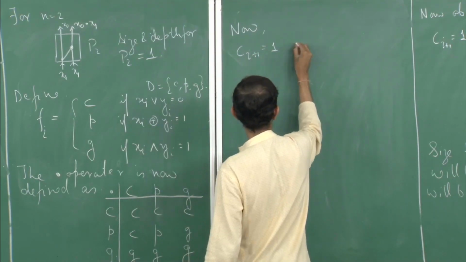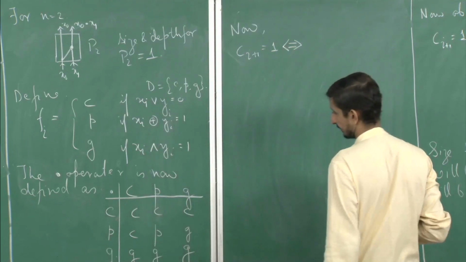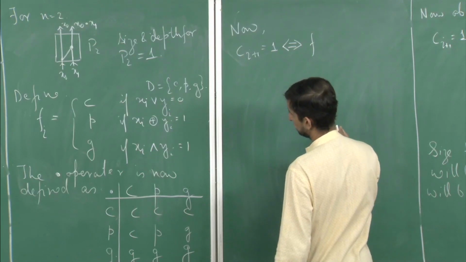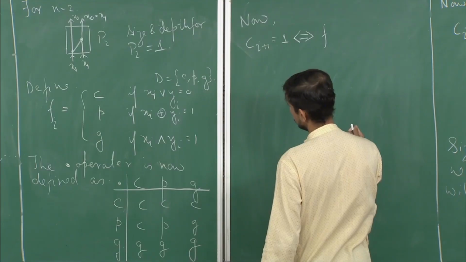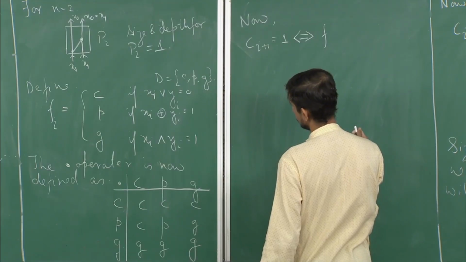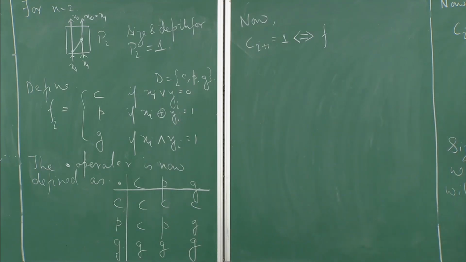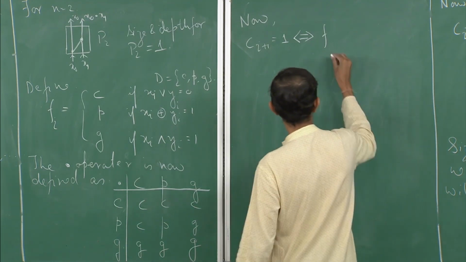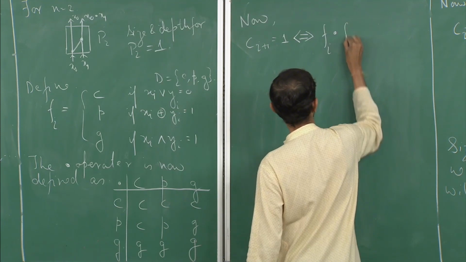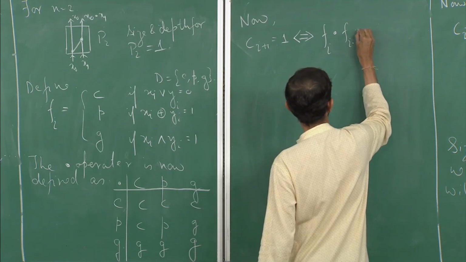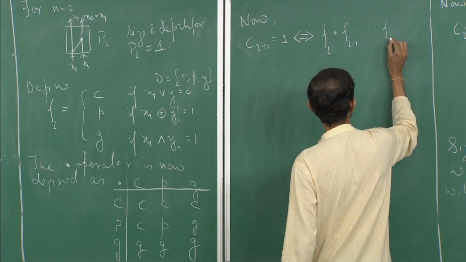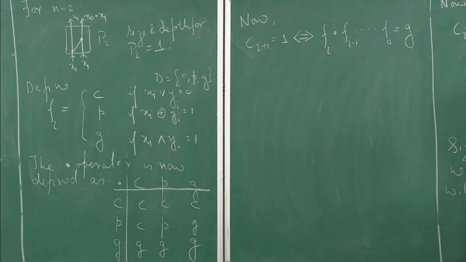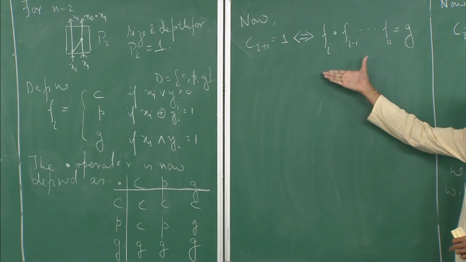So, Ci is equal to 1 if and only if f of i dot f of i minus 1 up to f of 0 is equal to G. Okay. So, you can actually verify this.